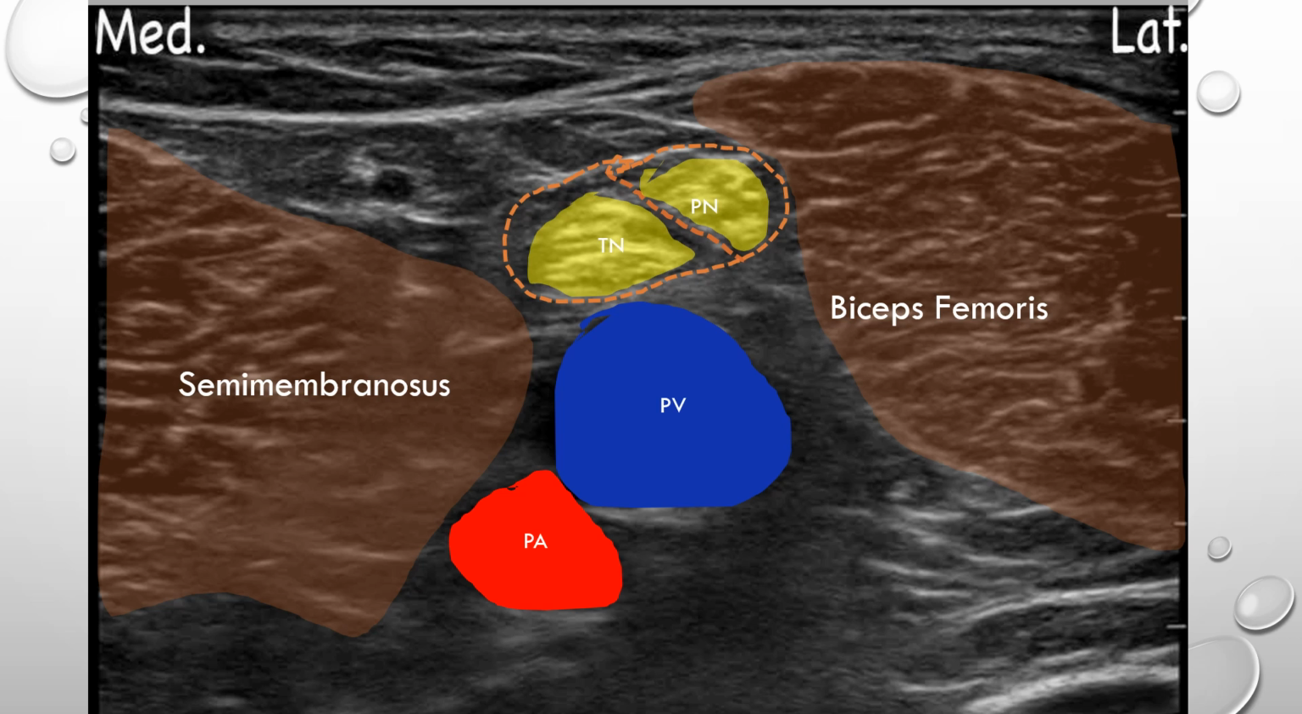To perform this block, a needle is introduced from the lateral to medial side, just underneath the sciatic nerve, superficial to the popliteal vein. The block can also be performed in an out-of-plane approach, directly close to the paraneural sheath.